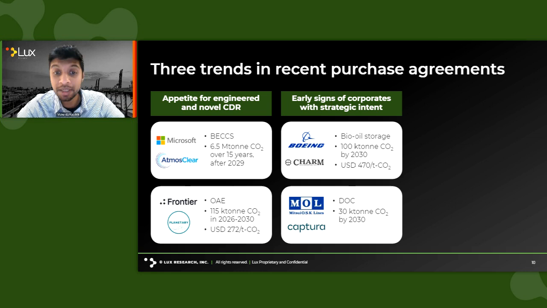The shipping companies are also starting to get involved, right? So they are purchasing credits, as you see here, Mitsui OSK Lines purchasing credits from ocean-based companies like Captura, which is doing direct ocean capture, because of potential infrastructure synergy. But overall, heavy emitters like oil and gas, cement, steel, chemicals are all notably missing. The only way to get these industries to engage is to reduce the cost of the CDR credits.